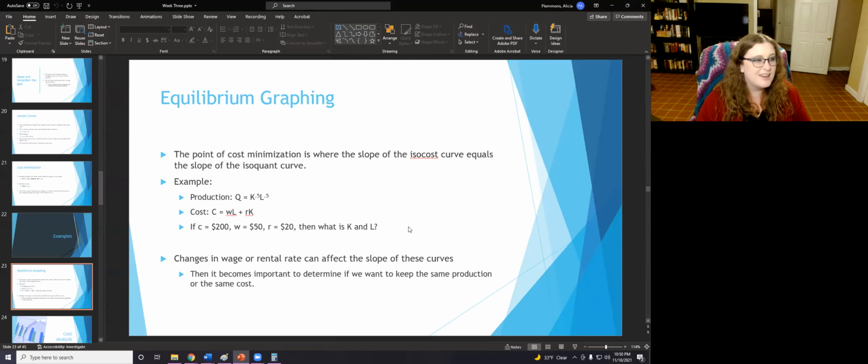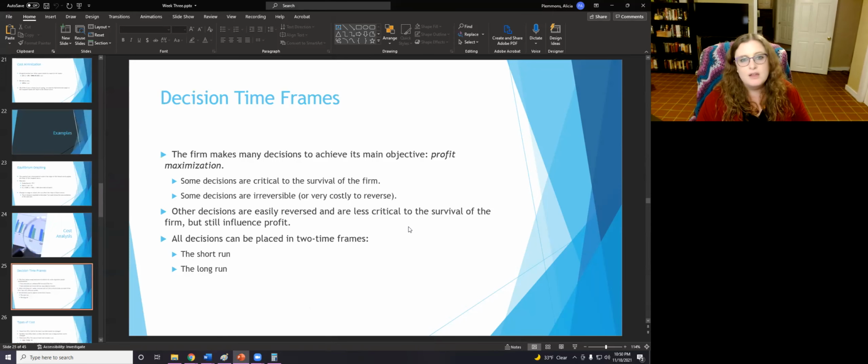Normally that would involve a lot of calculus. I don't make you do a lot of calculus in this class, but I do make you kind of think through the graph and do some of these analyses. Now, I do ask a lot of things about time frames, right? It's really important to think about what is variable in the short run versus what's variable in the long run. Fewer things might be variable in the short run, but everything is variable in the long run.